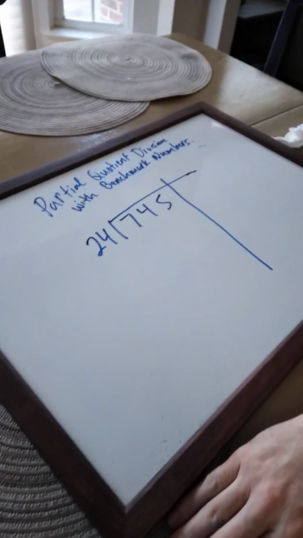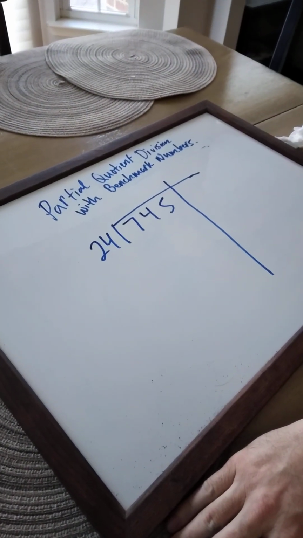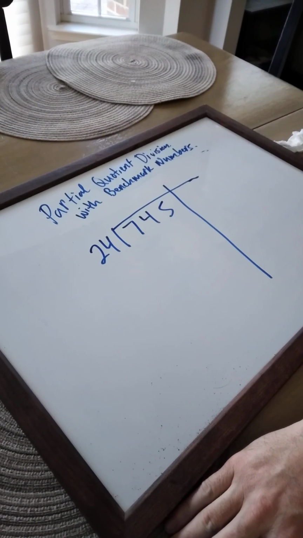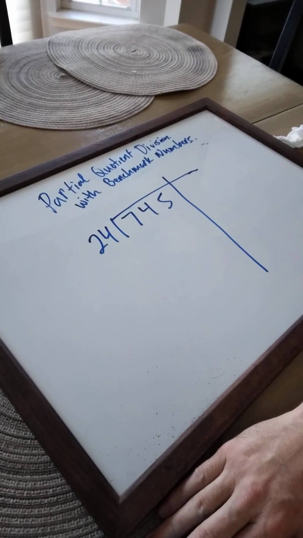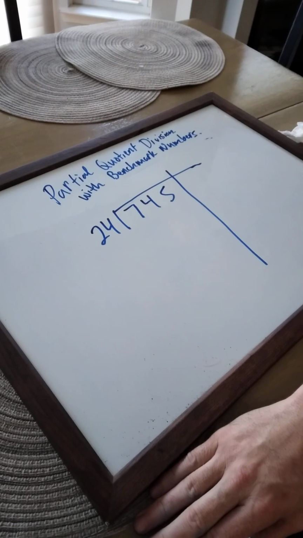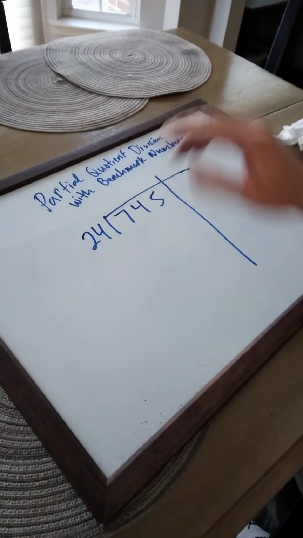If you watched my first video, I tackled long division, 3 or 4 digit by 1 digit divisor. But today we're going to do 2-digit divisor. So I've got a 3-digit dividend by a 2-digit divisor, and we're going to use what's called partial quotient division strategies using benchmark numbers. It sounds confusing, but it's really not. I'll go ahead and explain what I mean by that.